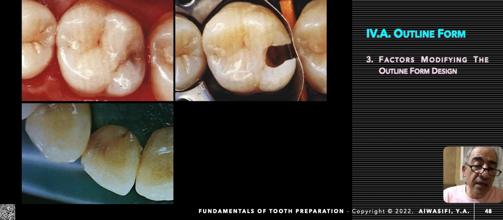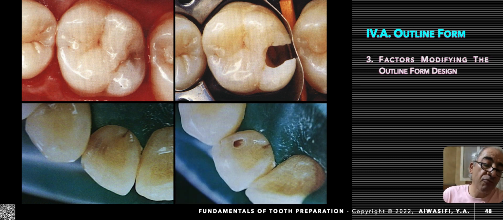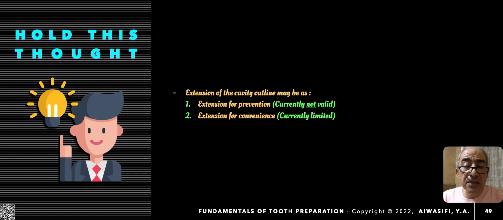The same for class 3. Class 3 is in the proximal of anterior teeth, but your approach for convenience should be from the palatal. Otherwise, you couldn't access because of the neighboring tooth. Then comes the second type of extension, which is extension for convenience. The first extension was extension for prevention, which is currently not valid. Extension for convenience is currently limited.